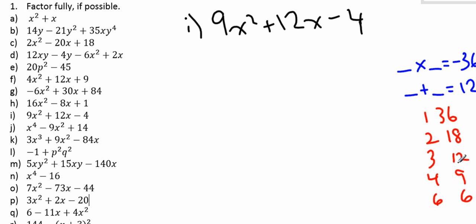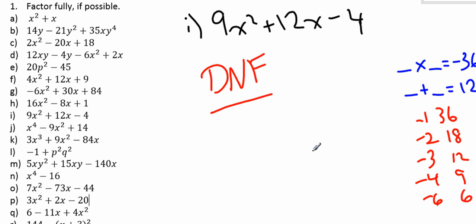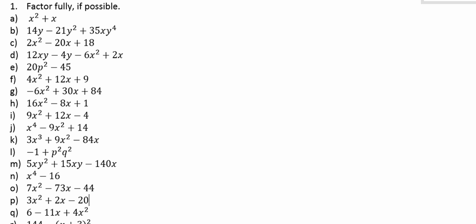Is there a way of getting to 12 by introducing a negative sign? So if this is negative, I have 35 or negative 35. Here I could have 16 or negative 16. Here I could have 9 or negative 9. 5 or negative 5, 0. So there's no two numbers that multiply to negative 36 and add to 12. So this does not factor. Good thing we know. Next question.